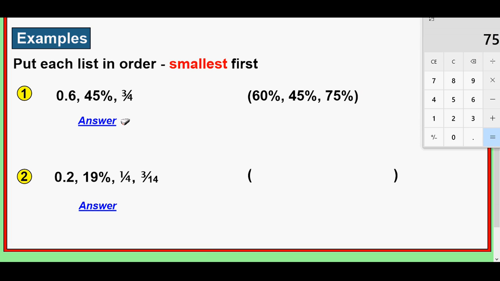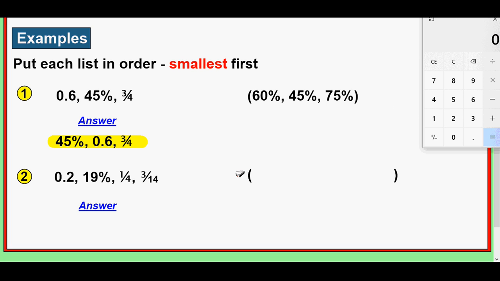Now, make sure when you're answering the actual question, you put the original list in order from smallest to biggest, not this one. So the smallest is the 45%, I can see here. So I would write it first, 45%. The next is the 60%, but that was 0.6. I'm going to write that next. And lastly was the 75%, the biggest value, and that was the 3/4, and I'm done. That's your answer. It should be the original list in order from smallest to biggest.